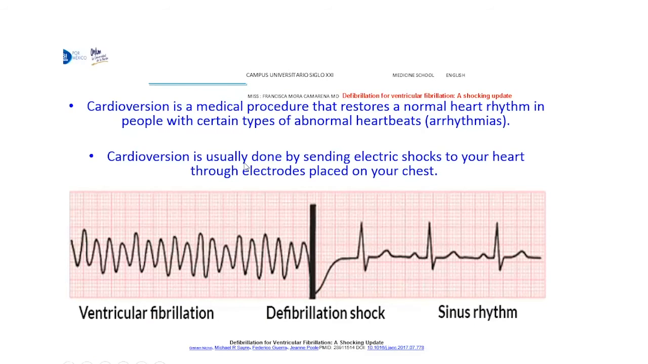So that's what we talk about with cardioversion, which is the medical procedure that will restore the normal heart rate in people having a cardiac arrest or having an abnormal heartbeat. Cardioversion is usually done by sending electric shocks through electrodes which we place on the chest. And we can see how after the defibrillation shock, we go back to sinus rhythm.